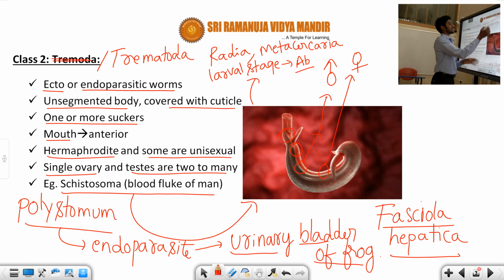Another organism, an endoparasite, is Polystomum. It is found in the urinary bladders of the frog and tortoise also.